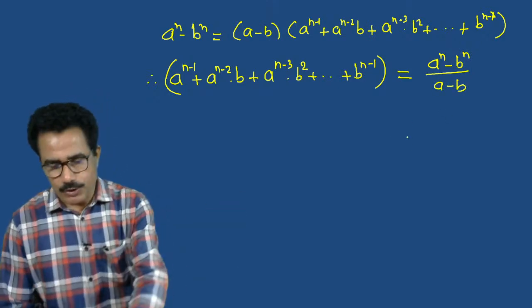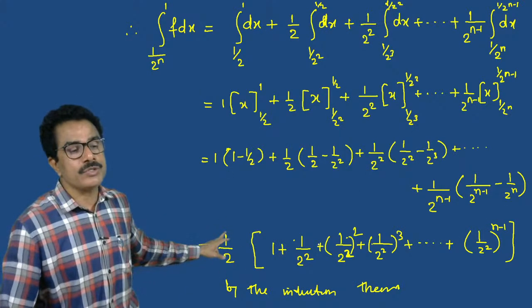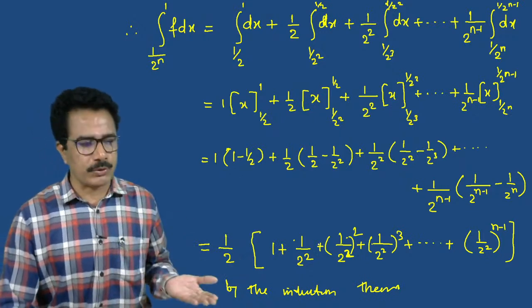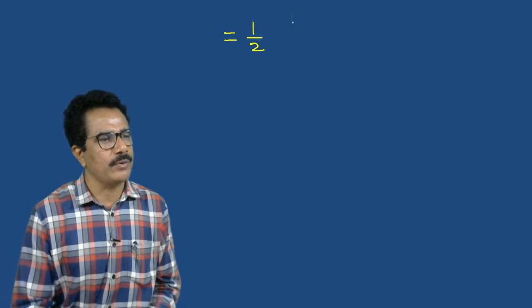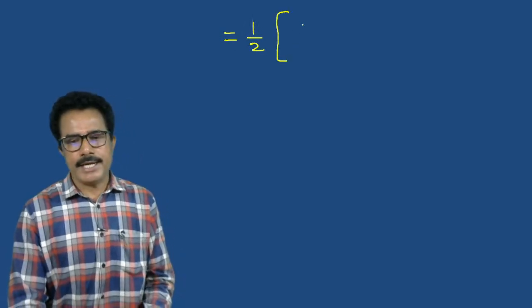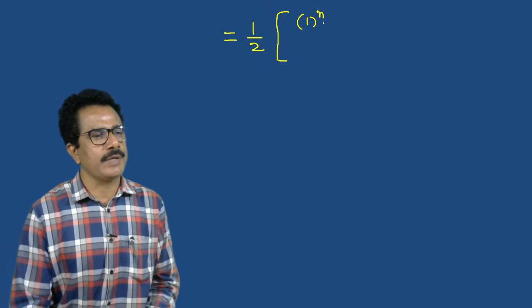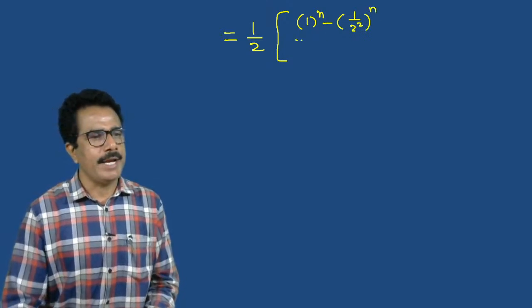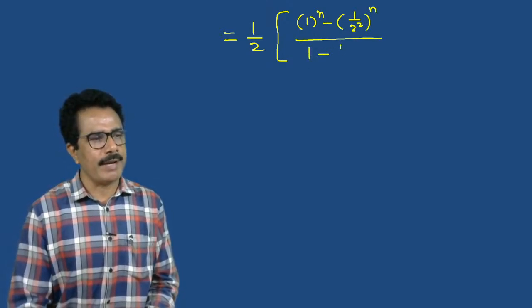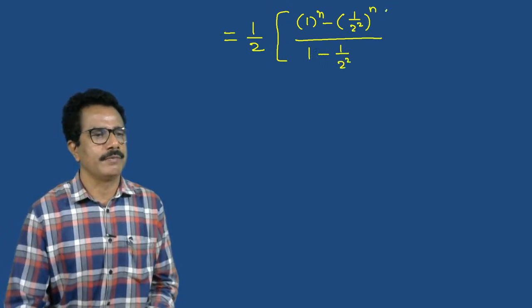This is the formula. So we have to use that formula here. A means 1 and b means 1 upon 2 squared. A means 1, b means 1 upon 2 squared. So we can write this as, which is equal to this 1 by 2 as it is, a raised to n means 1 raised to n minus 1 upon 2 raised to n divided by a minus b, means 1 minus 1 upon 2 raised to 2.